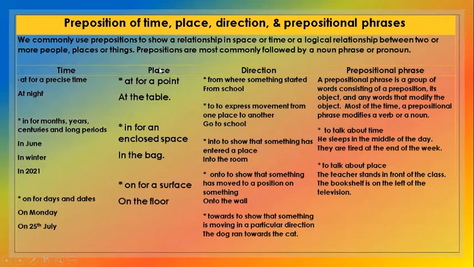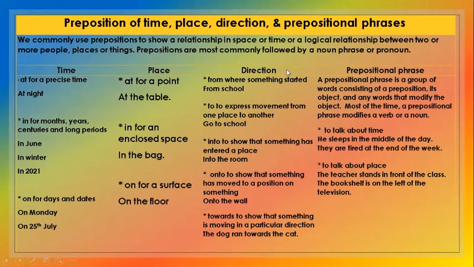In order to use prepositions with places, we have to use at, in, and on. At for a point, at the table. In for an enclosed space, in the bag. On for a surface, on the floor. So we use at, in, and on in order to refer to a place.